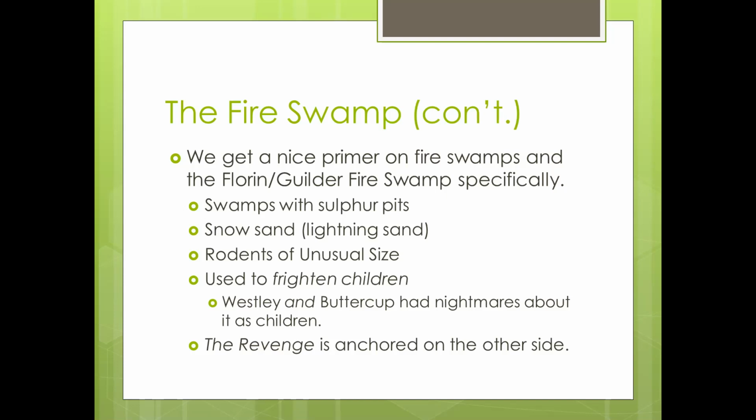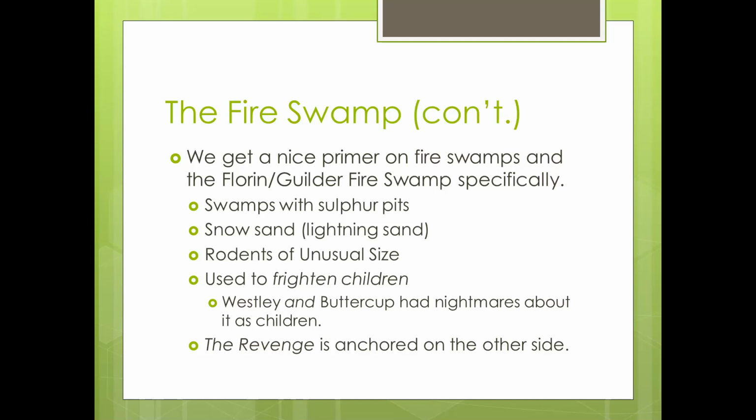rats. More importantly, though, I think it's interesting to note that, again, the fire swamps were often used to frighten children into obedience. And Wesley and Buttercup both remember having nightmares about the fire swamp as children. So I don't know if this is an attempt, a heavy-handed attempt to suggest the foreshadowing of something negative happening in the fire swamp. But in terms of the plot, they have to cut through the fire swamp, which is something that Wesley had not originally planned to do.